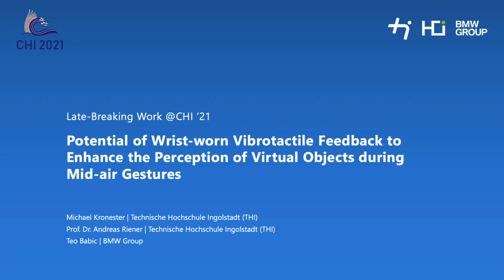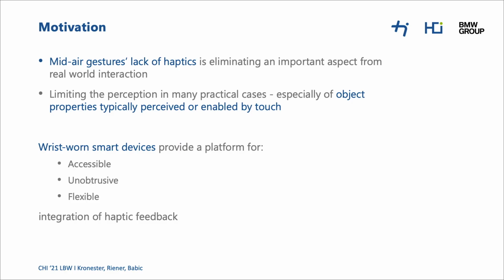We present the potential of wrist-worn vibrotactile feedback to enhance the perception of virtual objects during mid-air gestures. Besides the advantages of mid-air gestures of interacting in a natural and intuitive way, their lack of haptics is eliminating an important aspect that we know from real-world interaction, which limits perception of object properties typically perceived or enabled by touch. But on the other hand, wrist-worn smart devices such as smartwatches or fitness trackers are becoming more and more popular and already provide a platform for accessible, unobtrusive and flexible integration of haptic feedback, which can also be used to convey such kind of information.